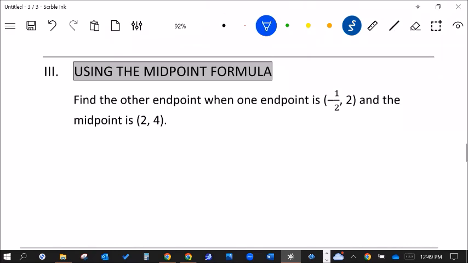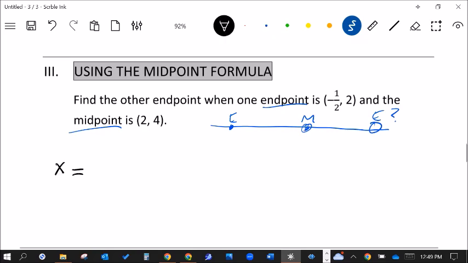Okay. Now here's a different way to use the midpoint formula. This one shows this type of situation. You have one endpoint, and then you have a midpoint. But you need the other endpoint. We need to know what that one is. So what we need to do in this case is use this information, what the midpoint is. Here's how we're going to do it.